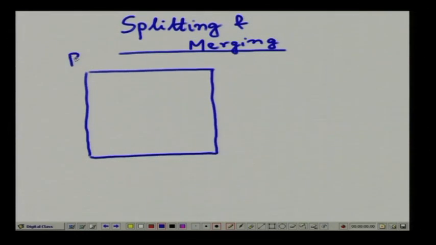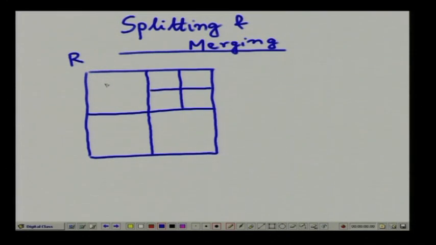say R, first try to find out whether this entire image region is similar or not, or whether the intensity values are similar. If they are not similar, then you break this image into quadrants. So, just make 4 partitions of this image. Then you check each and every partition in this image. If all the pixels within a partition are similar, you leave it as it is. If it is not similar, then again you partition that particular region.